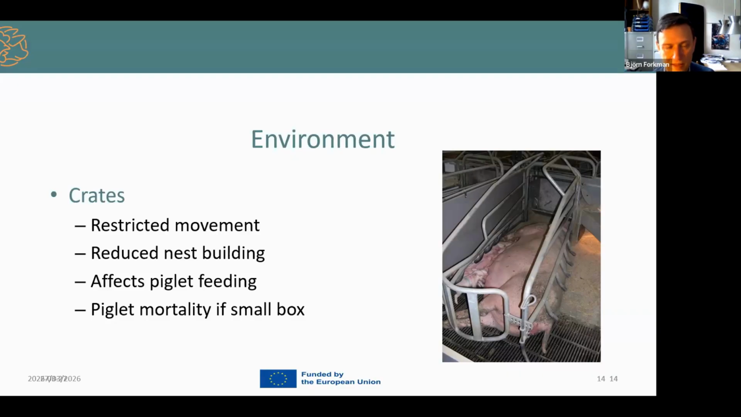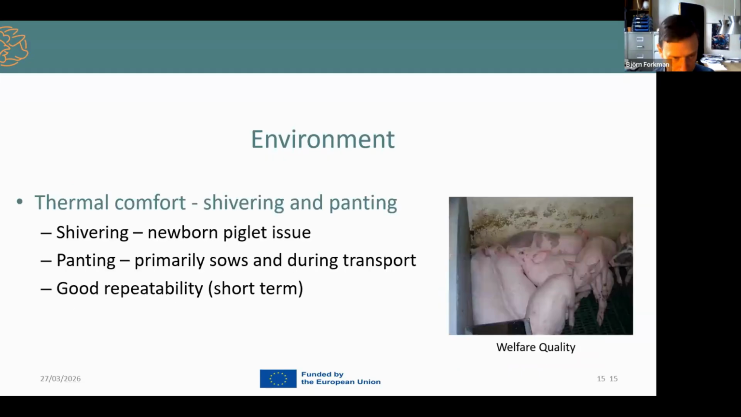I'll get back to mortality in a moment. Another cause of mortality in newborn piglets is shivering. I know these aren't newborn, but you can see it anyway here. The animals are shivering, the animals are lying up against each other. Especially newborn piglets are quite susceptible to the cold. And if they're cold, they're less likely to seek out the teats. And if they don't seek out the teats during the first 24 hours, there's a high risk of them dying.